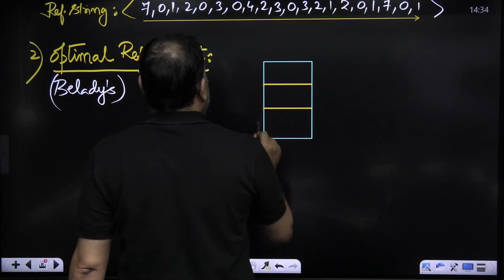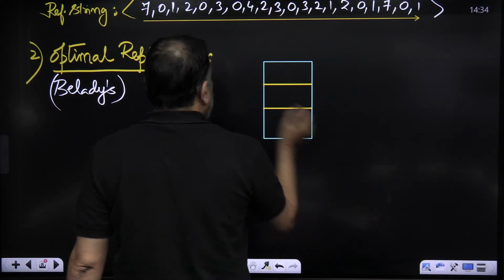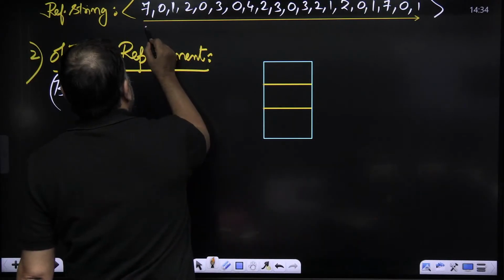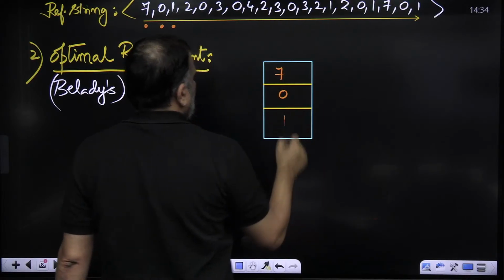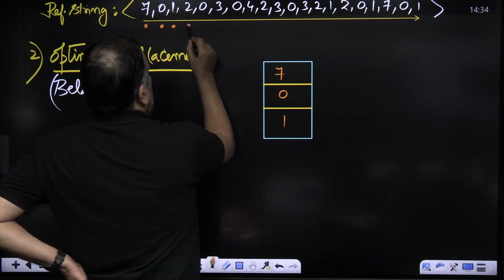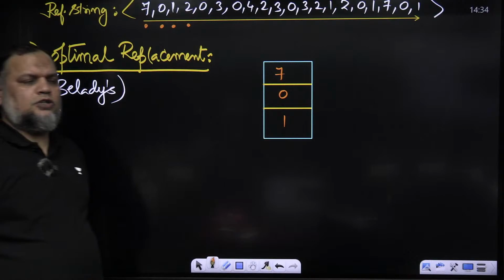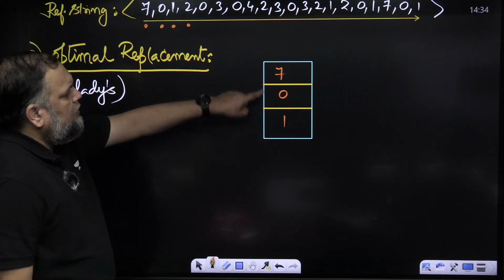So these are the frames. Initially, as usual, I refer 7, 0, 1. Look at this. I refer 7, 0, 1, 3 page faults. Then we refer 2. 2 will cause a fault. Now we have to decide, here students sometimes get confused, so I would request you please follow carefully. When I'm referring page 2, a page fault is occurring. I don't have 2 here.